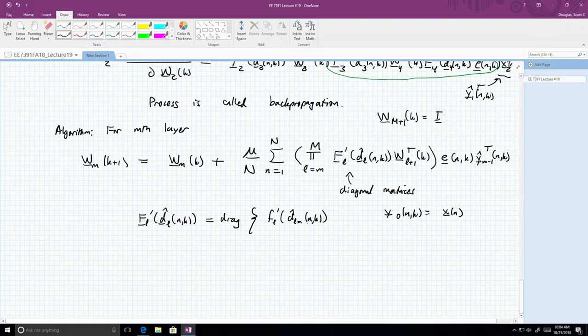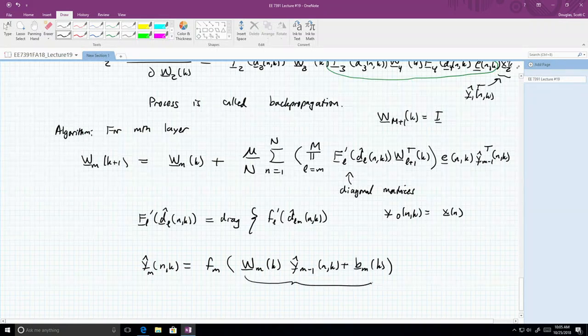And then of course we have to say what y hat m, nk is. At the mth layer, we have y hat m, nk is equal to f of m, wmk, y hat m minus 1, nk, plus bmk. That's what that is. And then this quantity is the vector d m hat n k. So that's the whole algorithm.